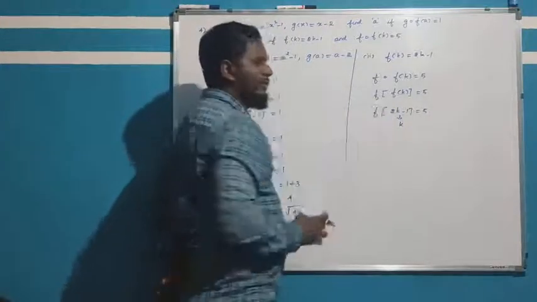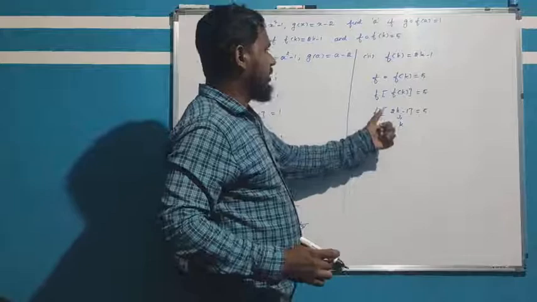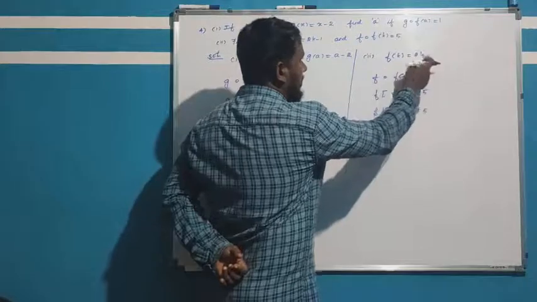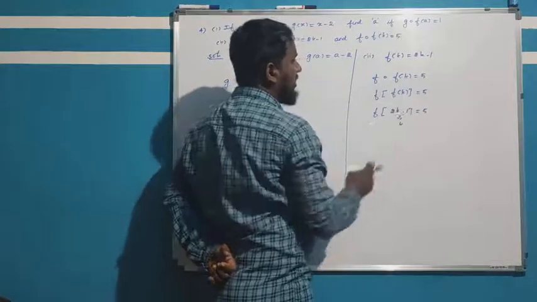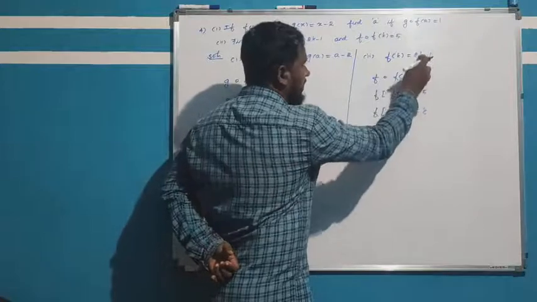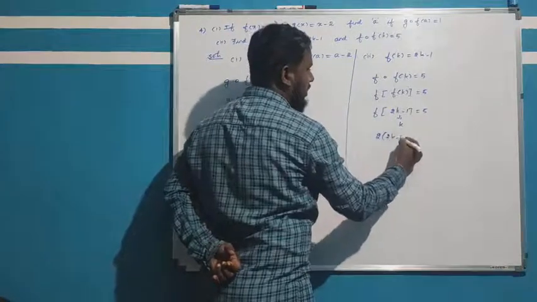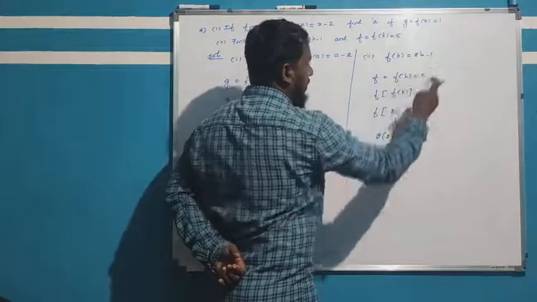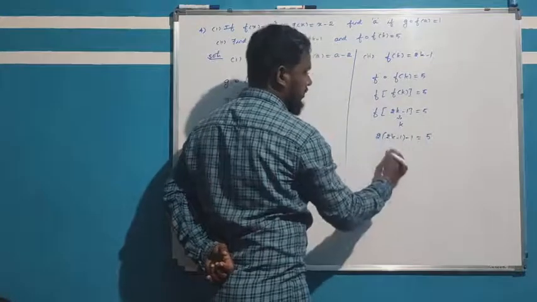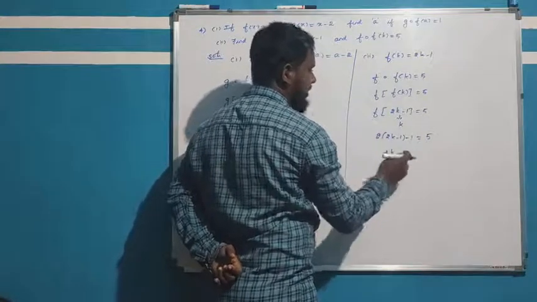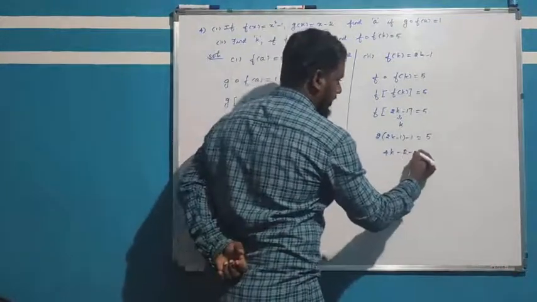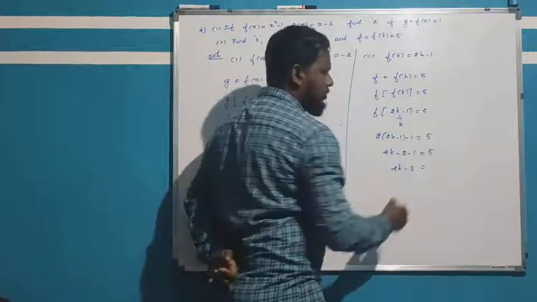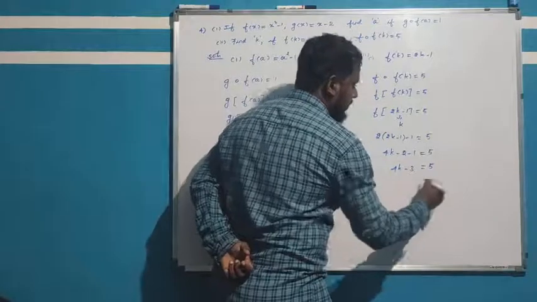Outside, what is there? f. f means f of x, or here using the variable k, so f means f of k. What is f of k? 2k minus 1. So in place of k you have to substitute 2k minus 1. So 2 into the k place substituting 2k minus 1, minus 1, is equal to 5. Now 4k minus 2 minus 1, that is 4k minus 3, is equal to 5.